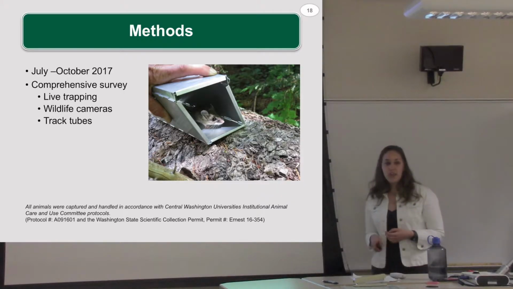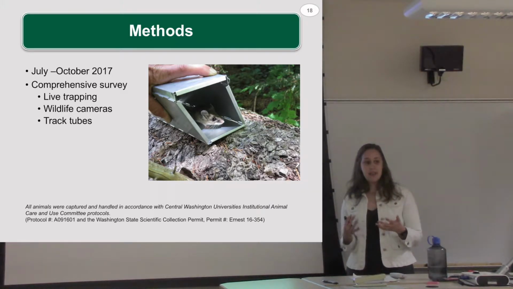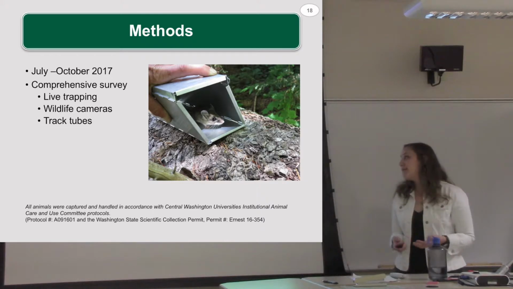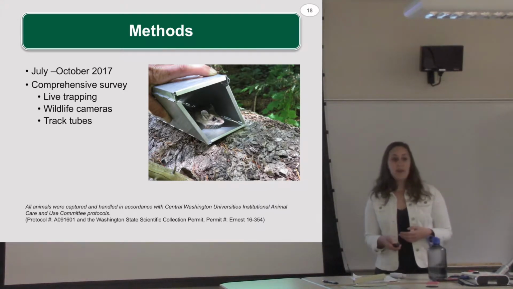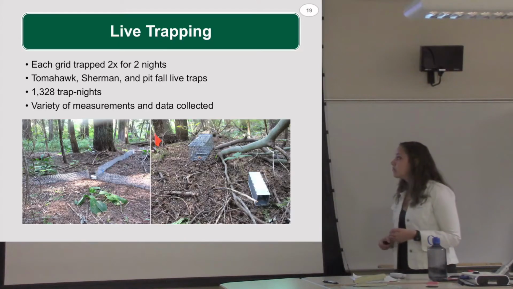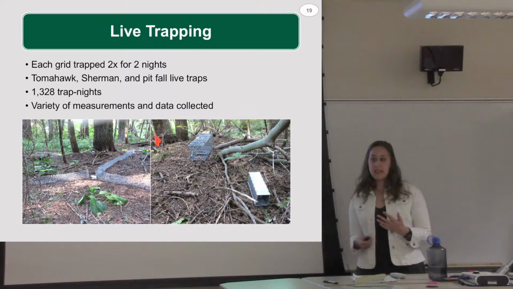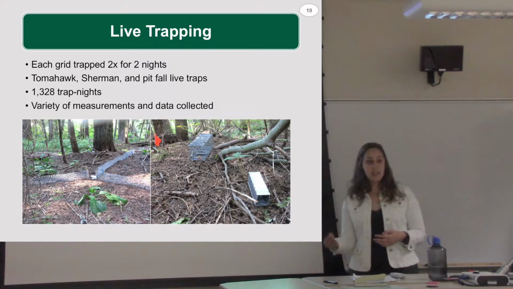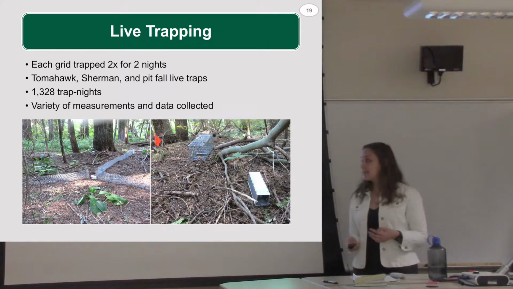So starting in July 2017, I employed 3 methods in order to get the most comprehensive assessment of small mammals at my sites. I used not only live trapping, but also installed wildlife cameras and track tubes. For live trapping, we trapped each grid 2 times during the season, once in the beginning and once at the end of the season. Each grid was trapped for 2 consecutive nights.